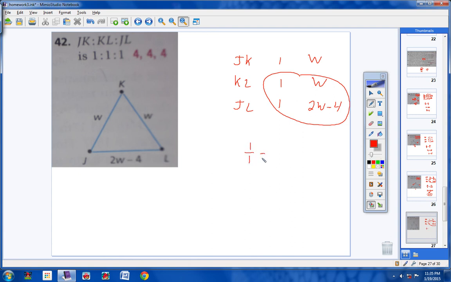So 1 over 1 is 1, W over 2W minus 4. Okay, let's cross multiply. 1 times W is W. 1 times anything is just itself, so 1 times 2W minus 4 is 2W minus 4. Okay, now bring the 2W over, make it a negative 2W. 1 minus 2 is negative W equals negative 4. Change the signs of both sides, or divide both sides by a negative 1, and W equals 4. So here I'm going to get 4, here I'm going to get 4, and then 2 times 4 is 8 minus 4 is 4. So the three sides would be 4, 4, and 4.